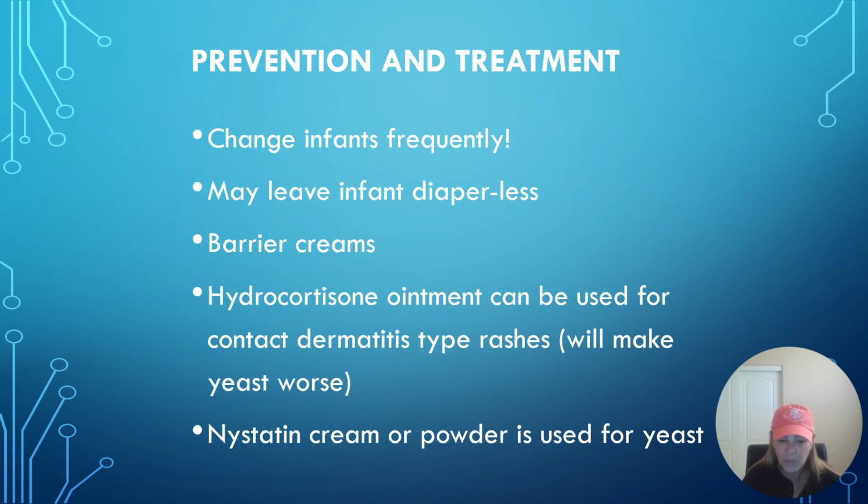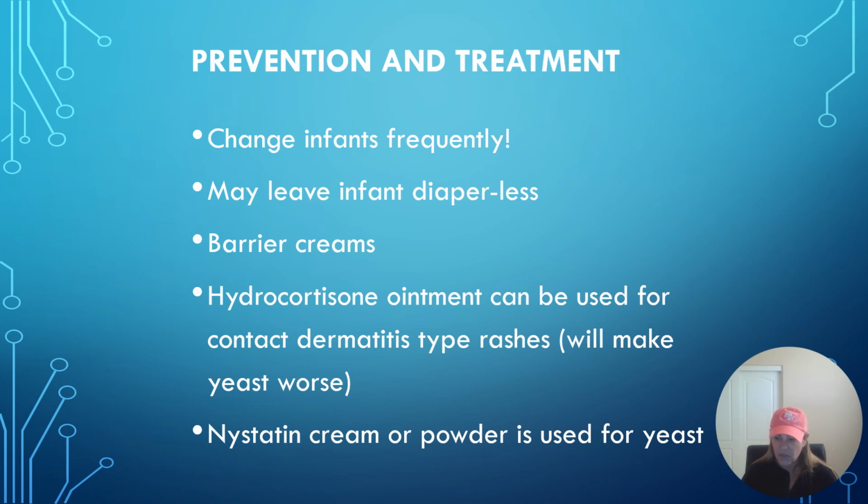Things that you can use are barrier creams. When you see a diaper rash or irritation coming on, automatically go ahead and use diaper cream. Those are available to you in the storage areas. Put some barrier cream on there; it prevents the moisture from hitting the skin. In really bad cases, you can put some hydrocortisone ointment on there, but you cannot use hydrocortisone for yeast infections because the hydrocortisone will make the yeast infections worse.